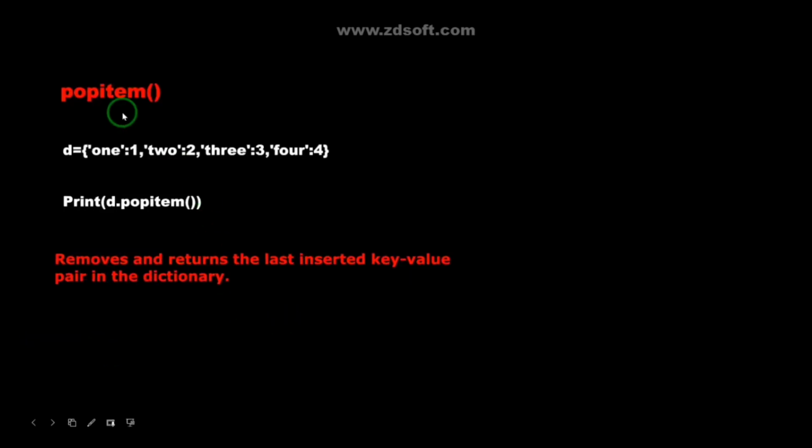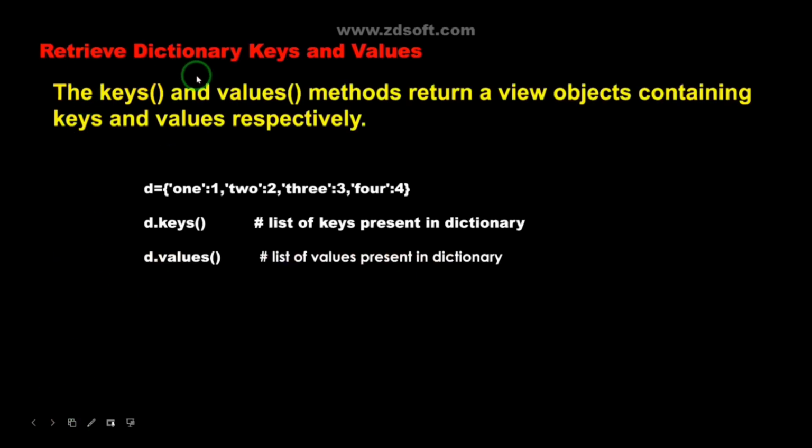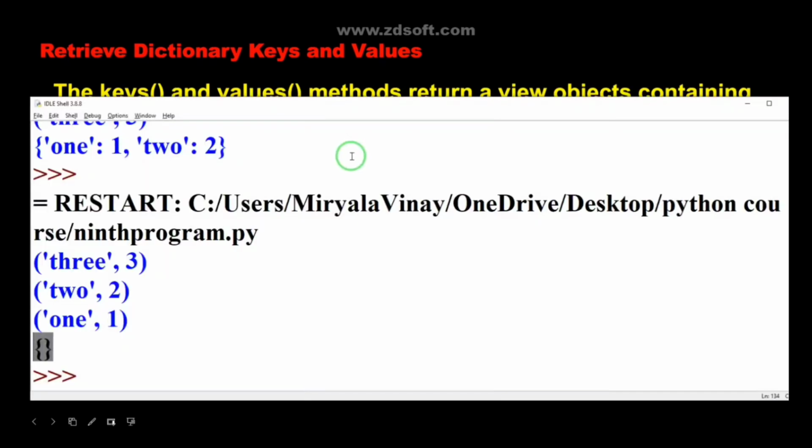So that is about popitem, and you can have a description here: removes and returns the last inserted key value pair in the dictionary. Okay, coming to the next part, retrieving dictionary keys and values. We have two special methods, that is keys and values.